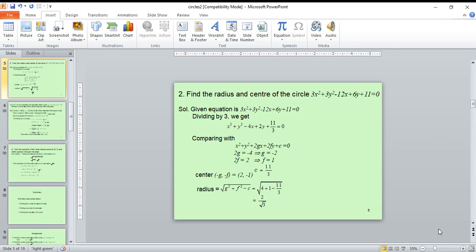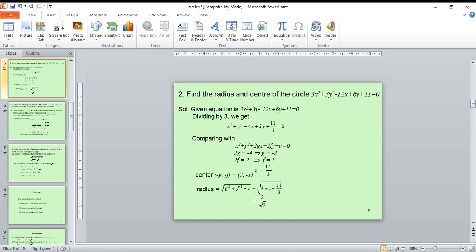Center C (h, k) equal to (minus g, minus f). With g equal to minus 2, minus of minus 2 equals plus 2, and f equal to 1, minus of 1 is minus 1. So the center C (h, k) equal to (2, minus 1), and radius r equal to under root of g square plus f square minus c. Radius r equal to under root of g, which is 2.